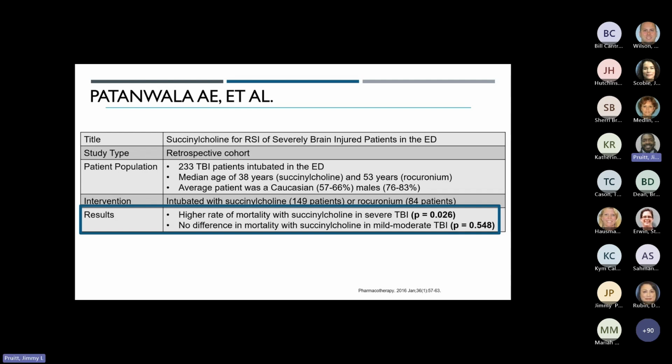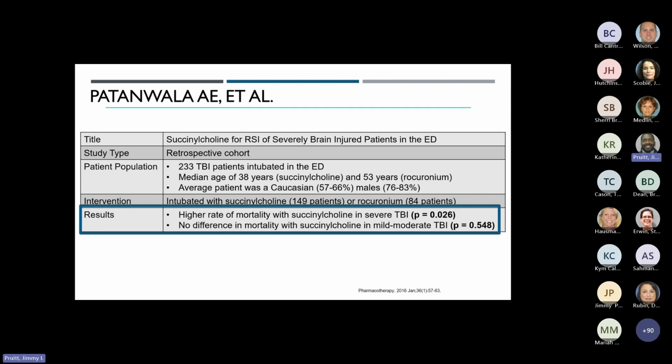Another study that gained a lot of popularity when it came to the hate of succinylcholine for RSI in TBI patients was done by a fellow pharmacist, Sid Pantawala. And they looked at 233 TBI patients that were intubated in the ED. Their median age was 38 years old for SUCS and 53 years old for ROC. The average patient was again a Caucasian male, and they were intubated with succinylcholine, 150 of those patients, and about 84 of those patients were intubated with ROC.